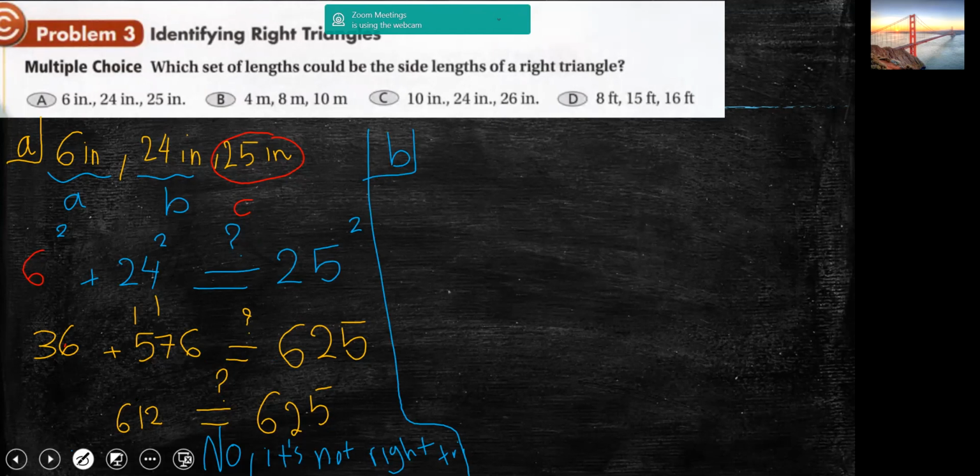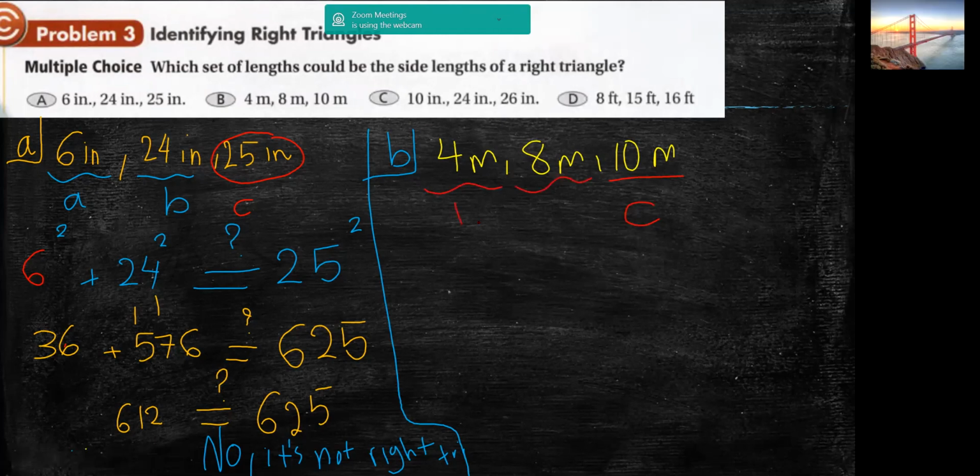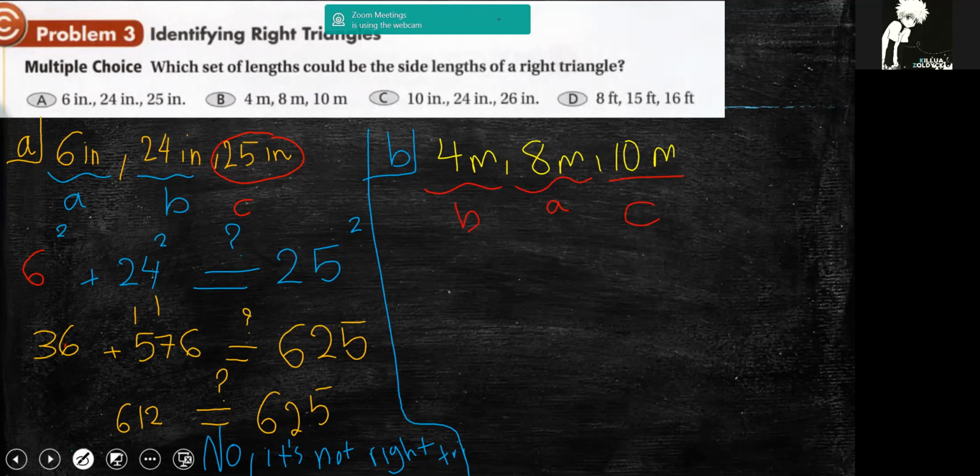And B here is 4 meters, 8 meters, and 10 meters. The first step, Huda, which is greater: 4, 8, or 10? 10. So since 10 is greater, 10 is C. And the other will be A or B. Let's choose this as B and this as A as an example. It doesn't matter which is A and which is B, but it matters which is C.